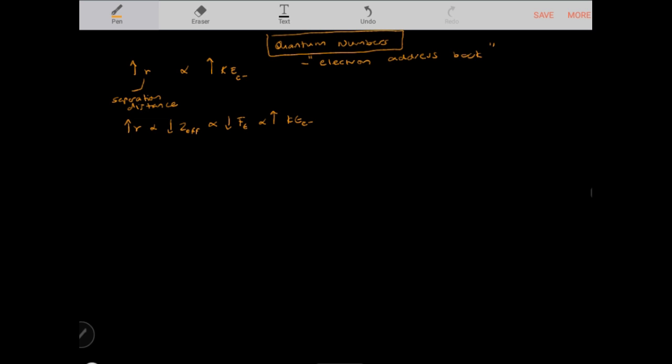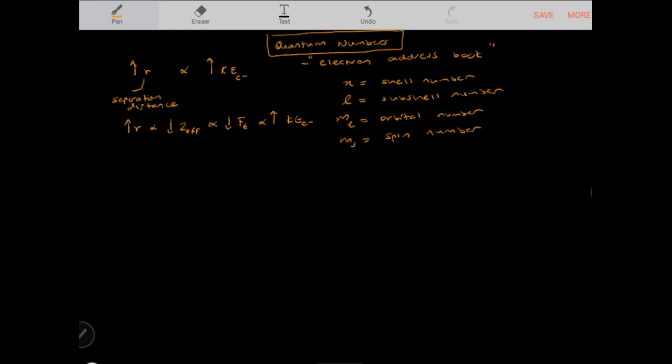So we're going to be looking at 4 different quantum numbers to demonstrate that. The 4 quantum numbers are n, the shell number. So this one you've already kind of seen. n is the shell number. We're also going to use l, which is the subshell number, ml, which is the orbital number, and ms, which is the spin number.